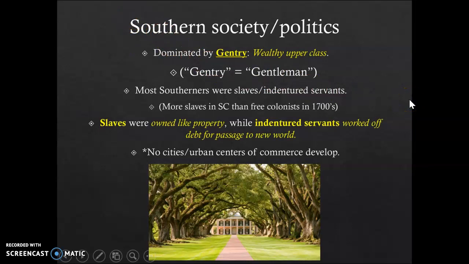Most Southerners were slaves or indentured servants. By the 1700s, there were more slaves in South Carolina alone than there were free colonists in South Carolina. Slaves outnumbered free people. Slaves are owned like property, while indentured servants worked off their debt for passage to the New World. So let me explain that real quick. If you were an indentured servant, you came over on a boat, you didn't have the money to pay for that trip, so you agreed, by kind of like a contract, to work for what would usually be 7 years for one of these wealthy landowners. And you would work off your debt for passage to the New World, and you might one day turn into a slave owner or manage indentured servants or what have you.